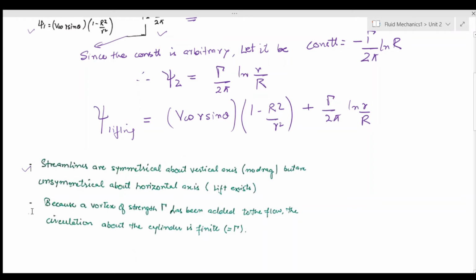The second point which I can see is that because a vortex of strength equal to the circulation has been added to the flow, the circulation of the entire flow is now finite. Before that, when we had non-lifting flow, circulation was 0; doublet flow, circulation was 0; uniform flow, circulation was 0; flow over a semi-infinite body or oval shapes, circulation was 0. But since we have now added a vortex flow, and the purpose of adding vortex flow was to add circulation, we now have some finite circulation.